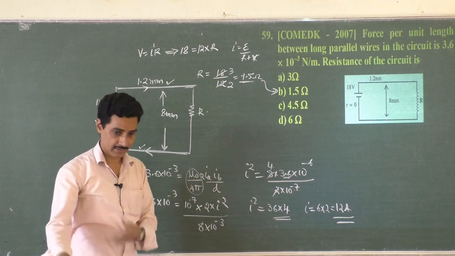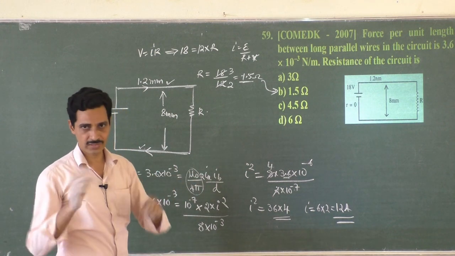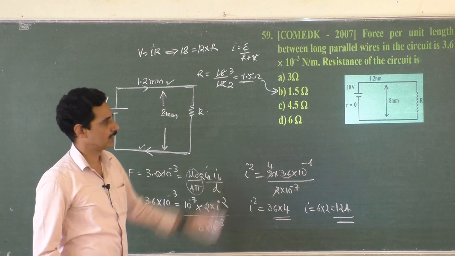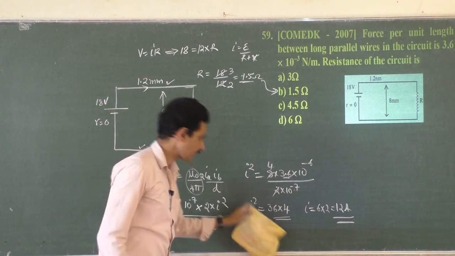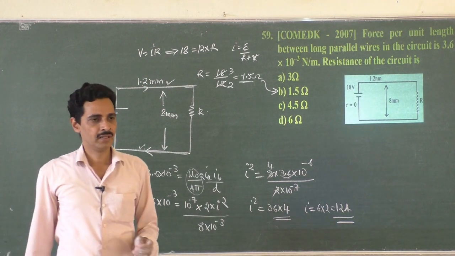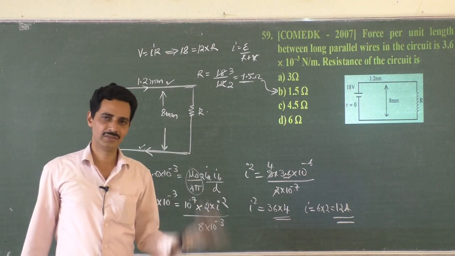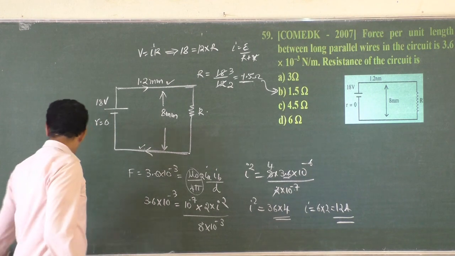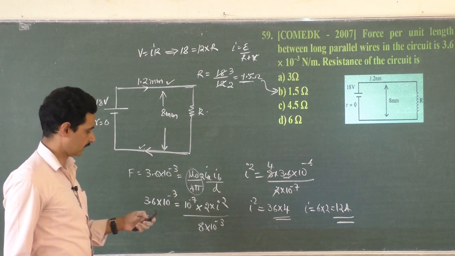We have in the coming list one more question of the same type, right? So you can do that yourself. Very simple. First of all, you have to use the force per unit length formula and get the current value. Then V equal to IR, right? That's all. One more problem, the 60th one.